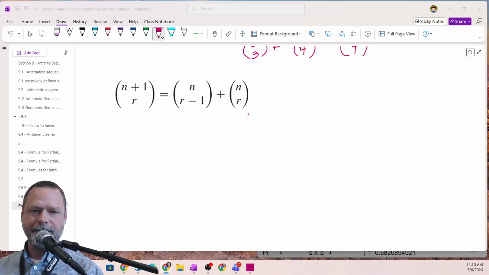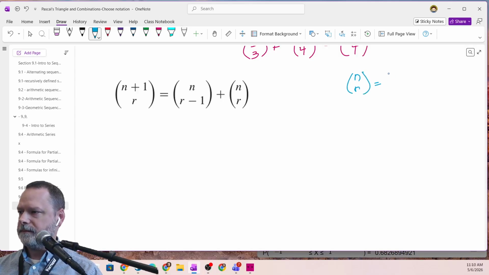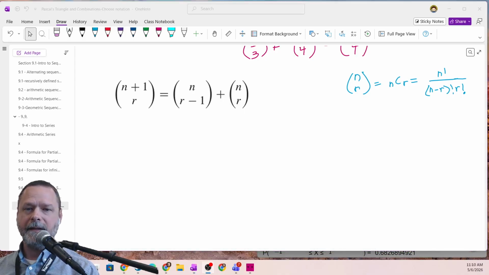Well, remember what combination notation is, right? So just as a little reminder here, n choose r, or nCr, however you want to do it, is really just n factorial over n minus r factorial times r factorial. Okay? Everything's looking good. That is what this means, right?